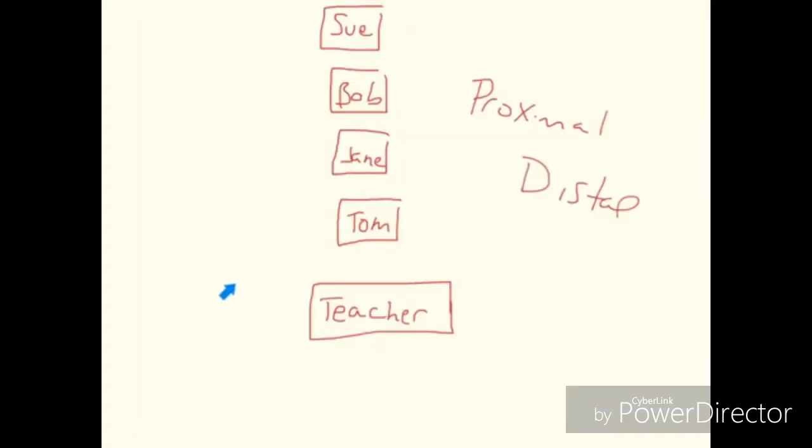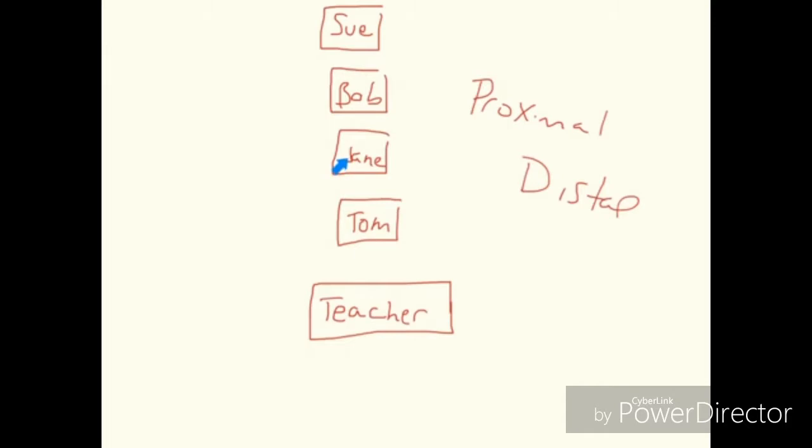Now, I have drawn out a little area here like a classroom with the teacher and then 4 students to help describe proximal and distal. Now, proximal means closest to the point of attachment, while distal means further from the point of attachment. Let's say the point of attachment is the teacher. We would say that Tom is proximal to Jane, meaning Tom is closer to the teacher than Jane.